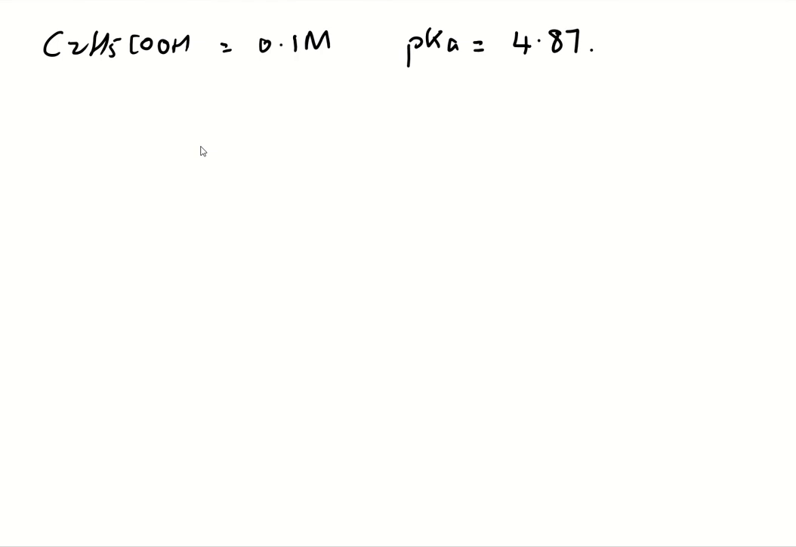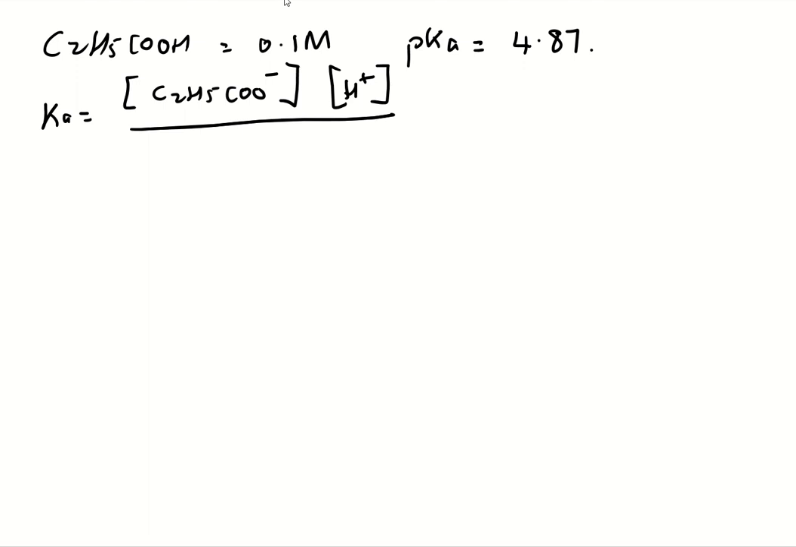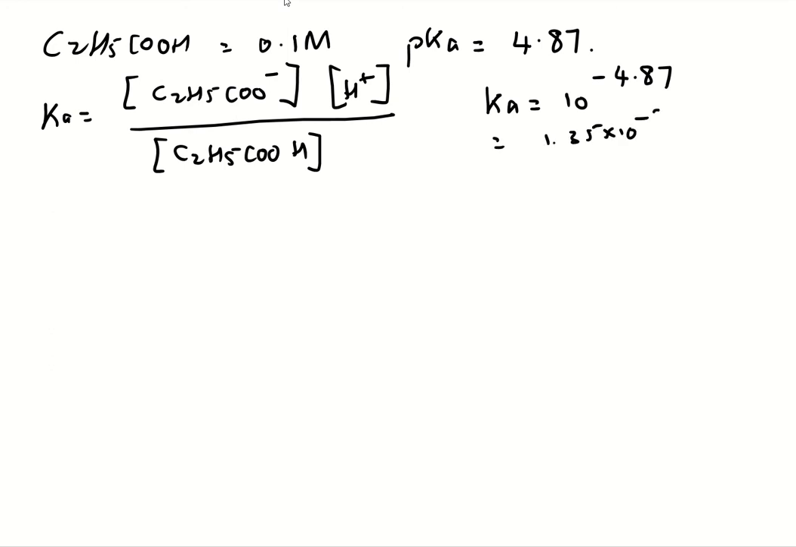I'm including writing the Ka, so we'll write the Ka equals [C2H5COO minus] in square brackets of course, times [H plus], over [C2H5COOH]. Right, we want to get the Ka, so remember the Ka equals 10 to the minus 4.87 in this one. So we get the Ka worked out at 1.35 times 10 to the minus 5. That's an important value.